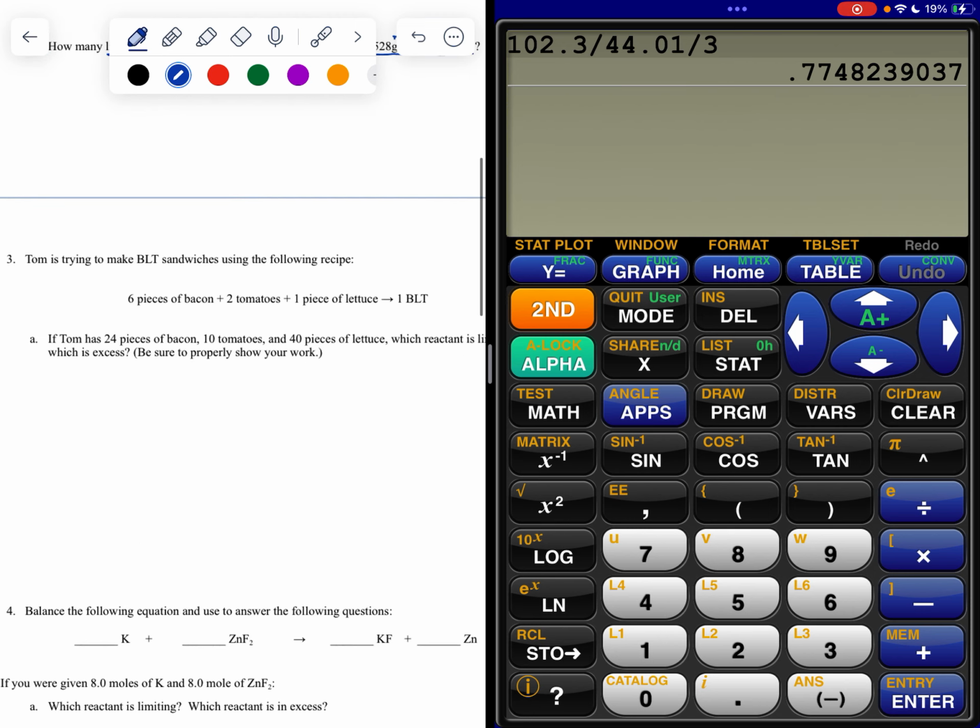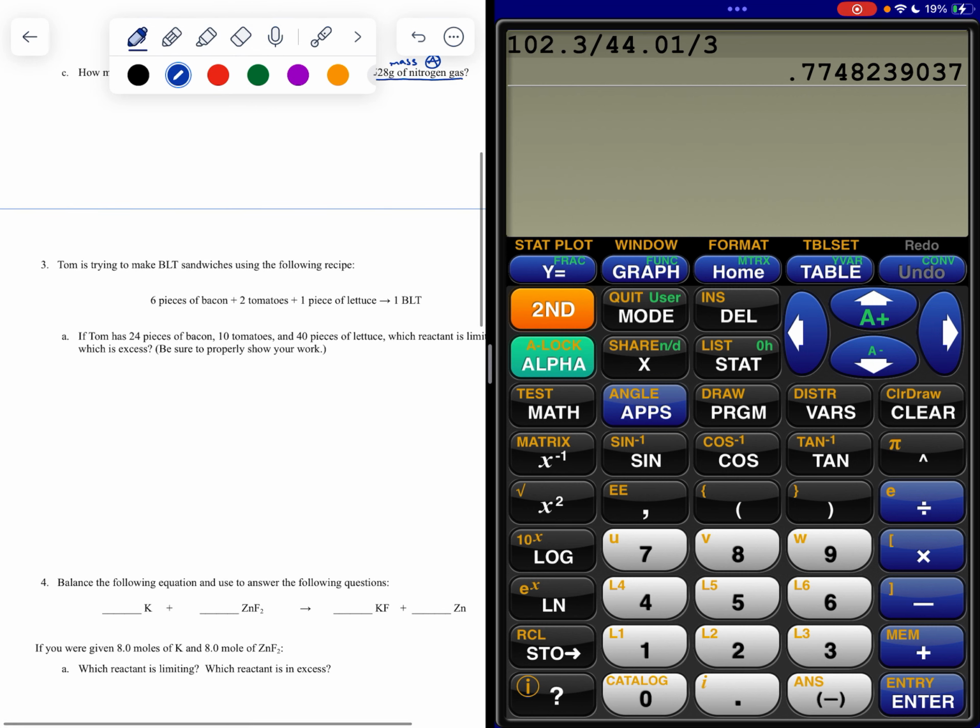Down here, this is pretty much like the ice cream sundae example. We have 6 pieces of bacon, 2 tomatoes, 1 piece of lettuce equals 1 BLT, right? This is the recipe for it. I cannot make a BLT if I don't have 6 pieces of bacon, 2 tomatoes, and 1 piece of lettuce. So how we do this, and I'm going to just write it out. We have 6 bacon.